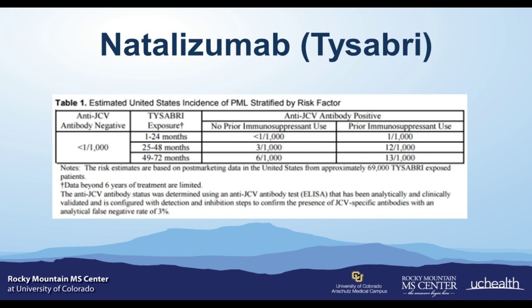So this is a chart that a lot of us as neurologists use to estimate the risk that individuals are at if they are started on Tysabri. You can see the 3 risk factors that we talk about make up the 3 different columns: whether you have the JC virus antibody, whether you've been on immunosuppressants in the past, and how long you've been on Tysabri. Those are 3 different branching points that allow us to quantify what the risk is for each individual patient.